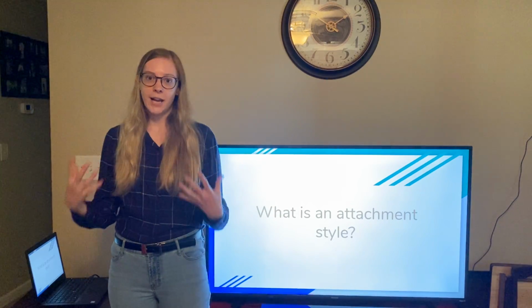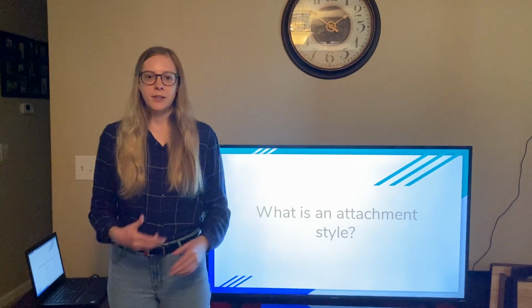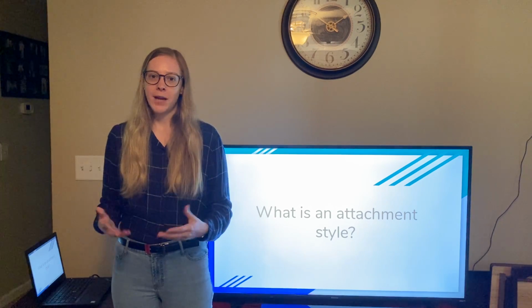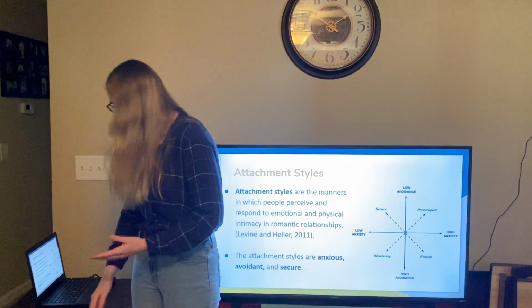So what is an attachment style? This is a part where I was going to ask the class if they knew what attachment style was, but we're going to have to skip that and go right into me explaining them.